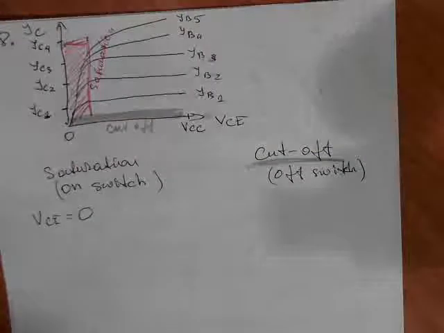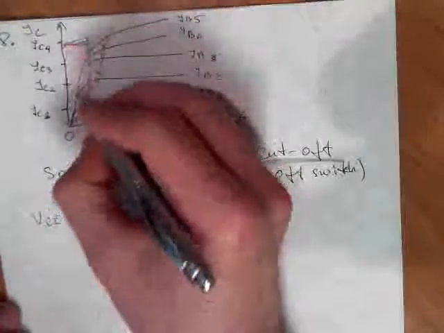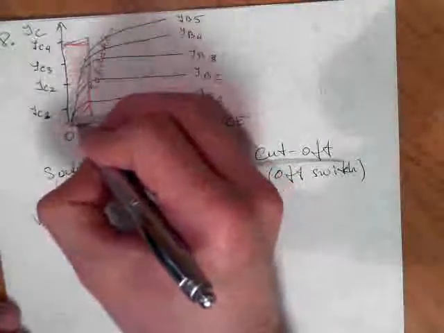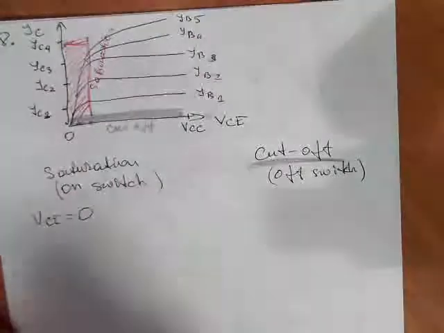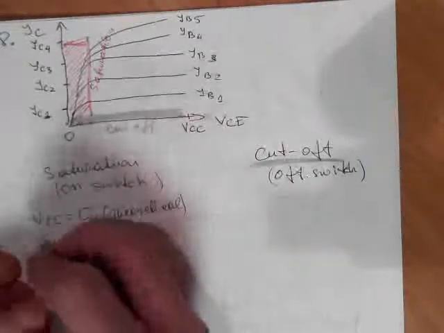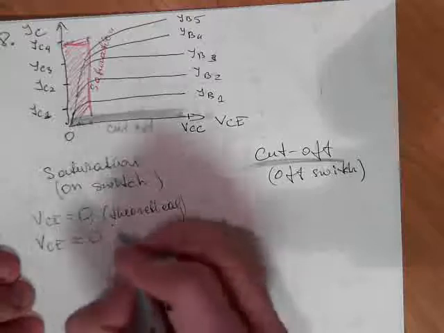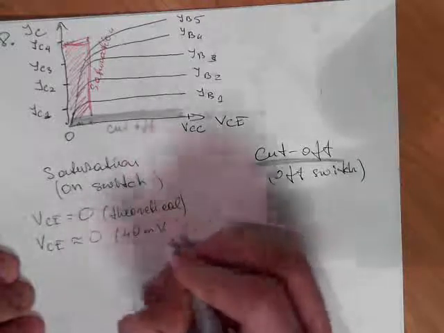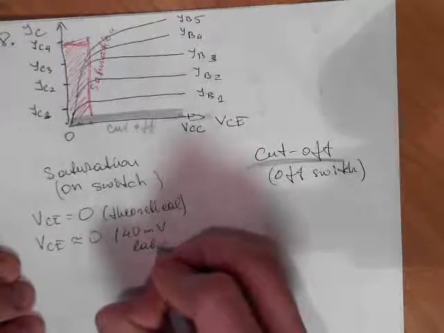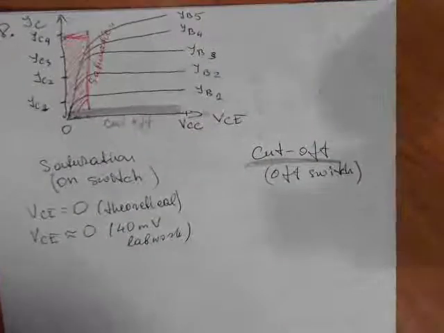We should be closer here, but you can look somewhere on the internet for a nicer picture. So VCE should be close to 0. This value should be closer, maybe somewhere here, but it's close to 0. And it is theoretical. But in practice, it is approximately 0, and during our lab work, it was around 40 millivolts. So it's close to 0.